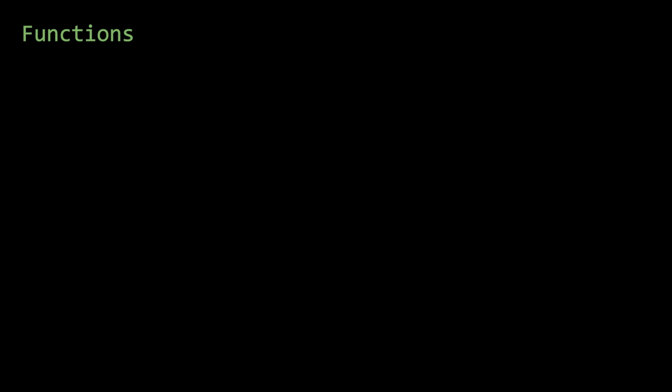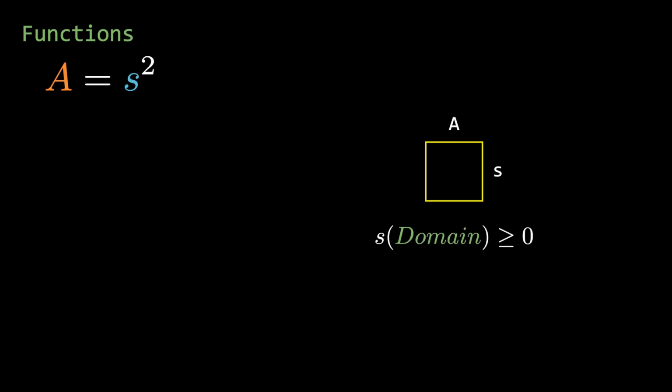Next, we learn about domain and range. A domain is all possible inputs and range is all possible outputs. Consider the area of a square, a equals s squared. Mathematically, we could still square any number, but in real life, a side length can't be negative, right? So the domain is all real numbers greater than or equal to 0. Since squaring a number never gives a negative result, the range is also all real numbers greater than or equal to 0. And that's it for this video.